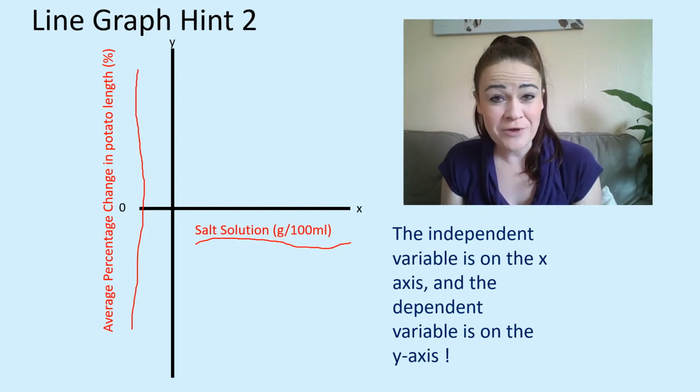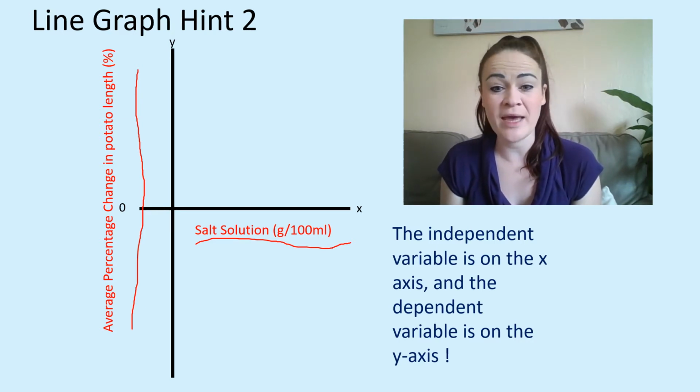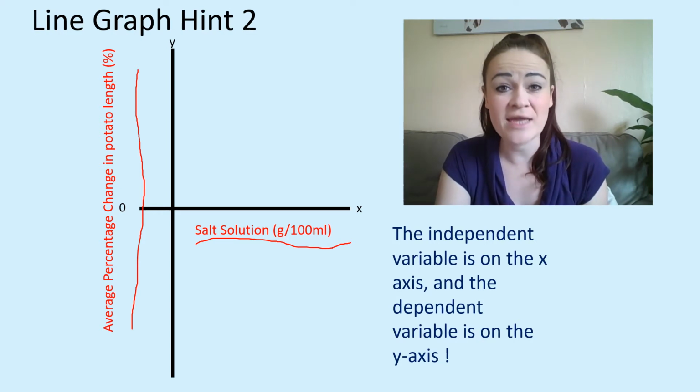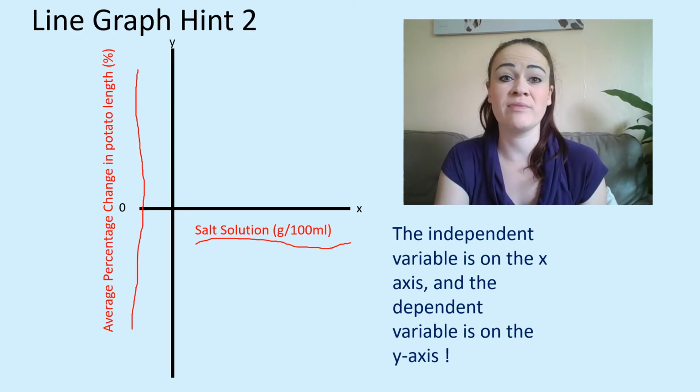A good way to try and remember the difference between the independent and the dependent variable is that the dependent variable depends on the independent variable. So that's the thing that you'll be measuring. It's depending on something else.